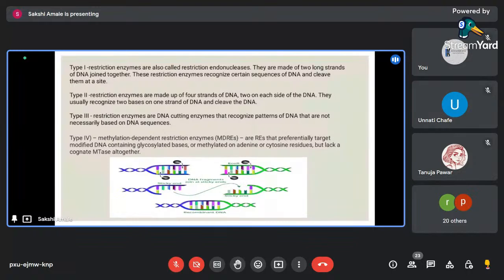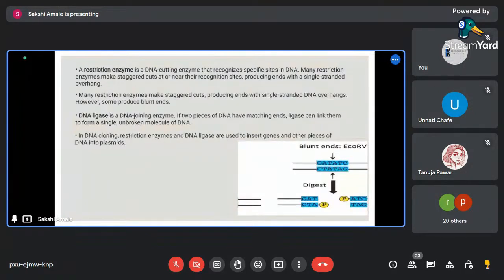Here is a picture of sticky ends, and a restriction enzyme is a DNA cutting enzyme that recognizes specific sites in DNA. Many restriction enzymes make staggered cuts, also called sticky ends, at or near their recognition sites, producing ends with a single-stranded overhang. However, some produce blunt ends.